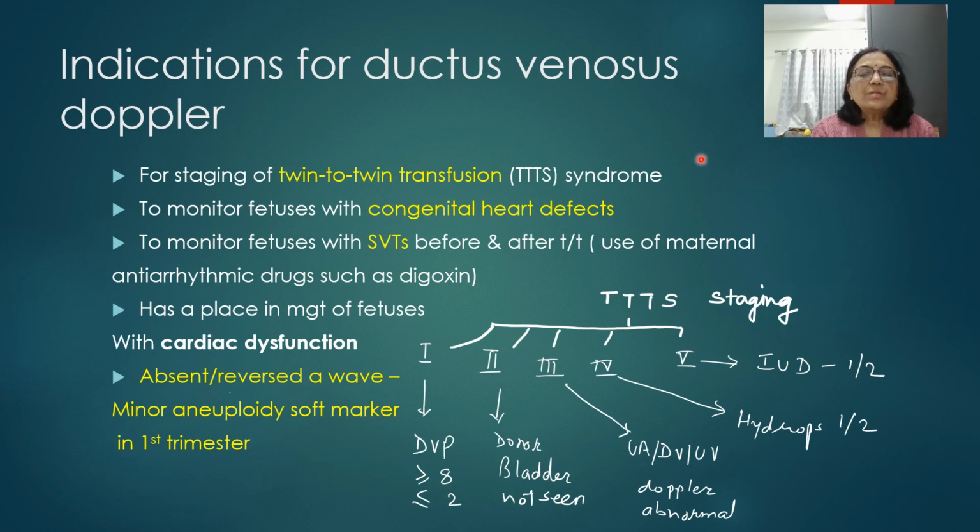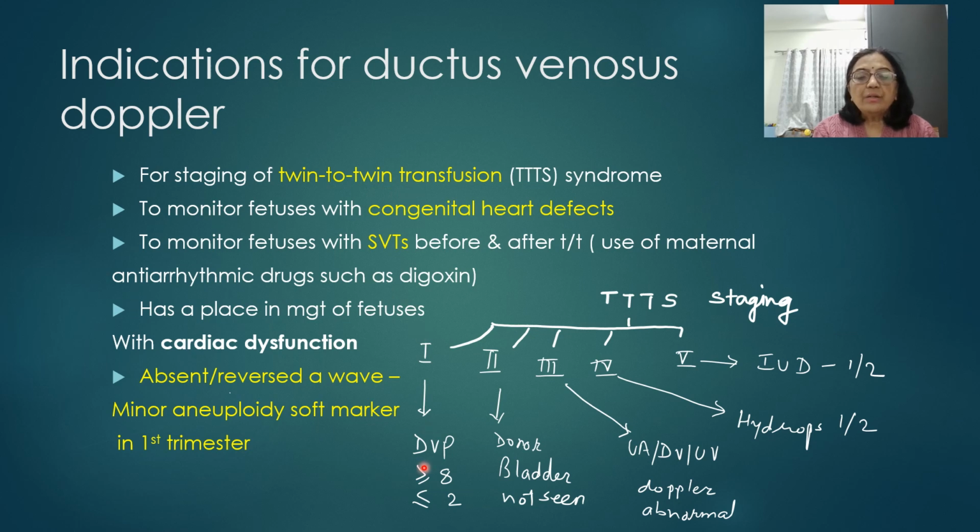Indications for ductus venosus are for staging twin-to-twin transfusion syndrome. As here I have shown you the TTTS staging, because we should know. Suppose you are asked what are the indications of ductus venosus, and you say that it is used for staging of twin to twin transfusion syndrome, you will be asked what is this staging.